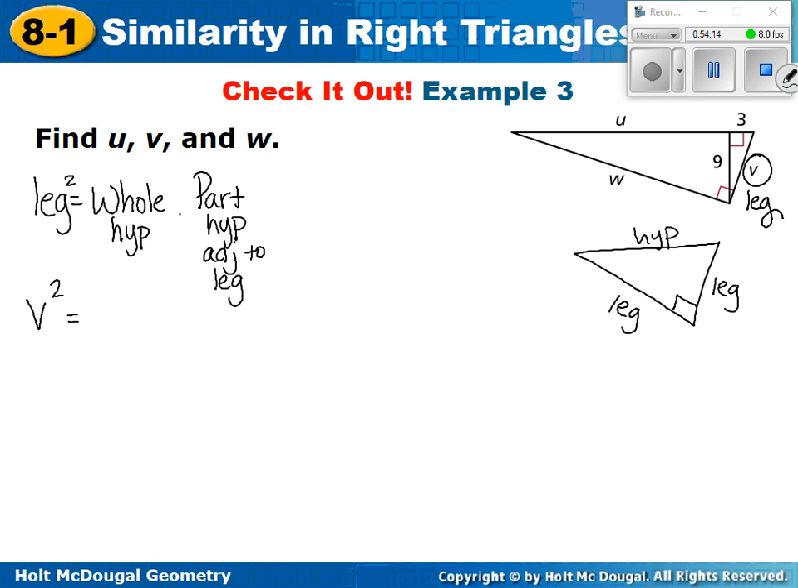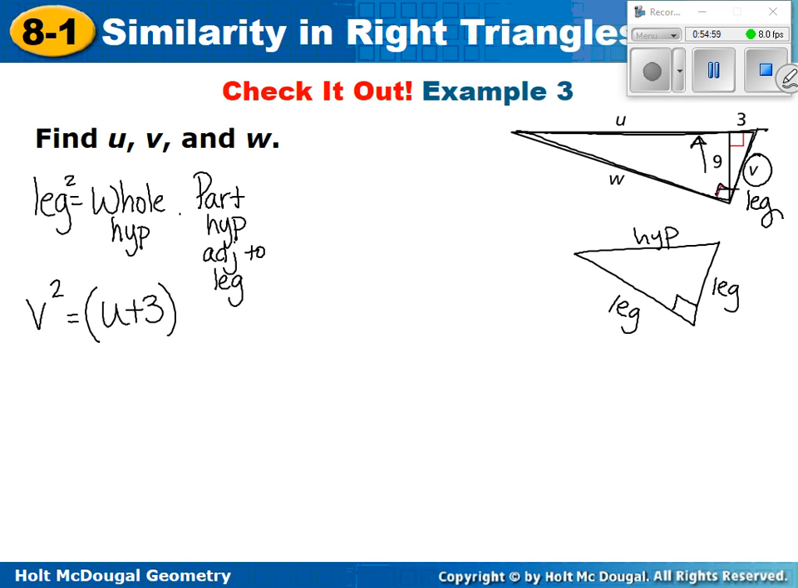Trey, what's going to go in for the whole hypotenuse? Hold on, Trey. What's going to go in for the whole hypotenuse? W is not my hypotenuse when I'm looking at this great big triangle. Your hypotenuse is always across from your right angle. U is just part of it. What's the whole hypotenuse? Careful, when you have a part of something and another part, do you multiply them to get the whole thing? Nope, what do you do? Add them. So what's the whole hypotenuse? U plus 3.